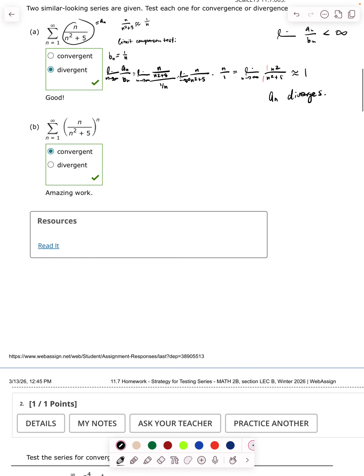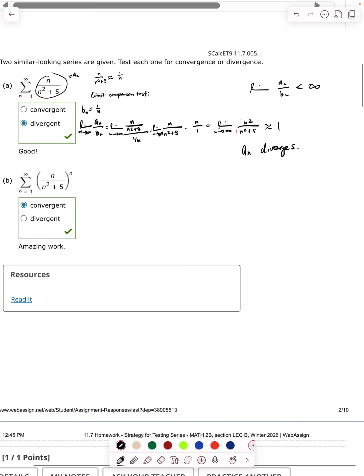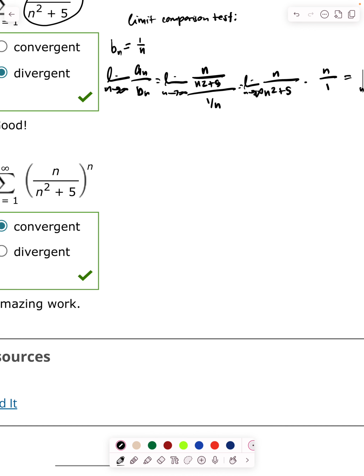Okay, now let's do the next one. This one should be pretty easy as well because this series is almost the same thing as the first one, except that we have this to the power of n. Whenever you see something to the power of n, you should immediately think to do the root test. The main indicator of a root test is if you have something to the power of n. So let a_n equal n over n squared plus 5, to the power of n.